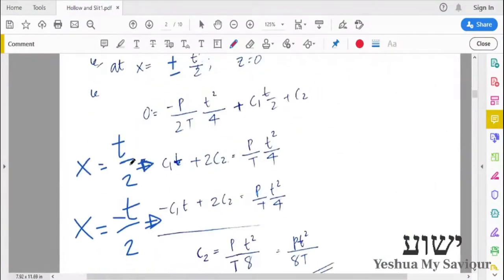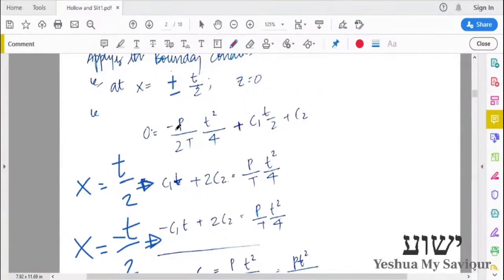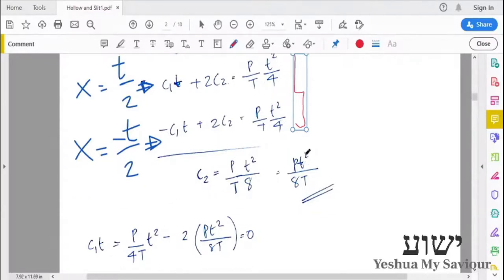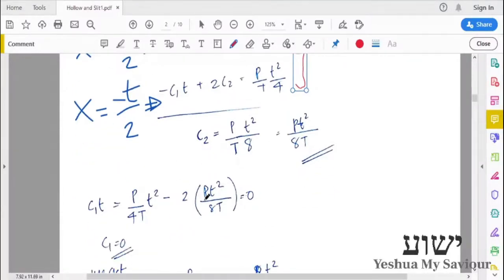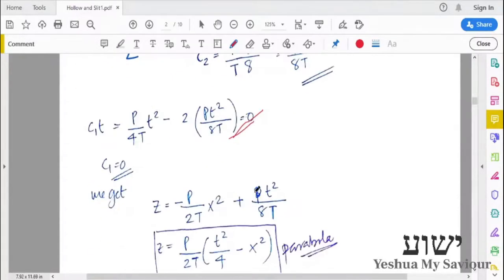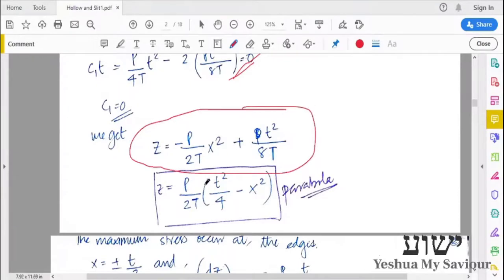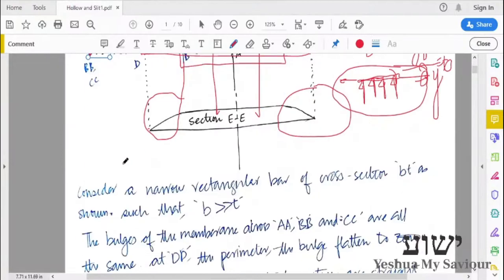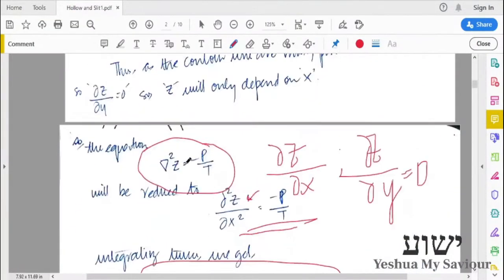Applying this, we get 0 is equal to, in the first case when x is equal to t by 2, c1t plus 2 c2 is equal to p by t. So we get two equations. Substituting and solving, we get c2 is equal to pt square by 8t and c1 is equal to 0. So the shape of the membrane is given by z is equal to p by 2t, t square by 4 minus x square. Obviously this is the equation of a parabola, and as I have drawn here, the membrane will have a parabolic cross section.